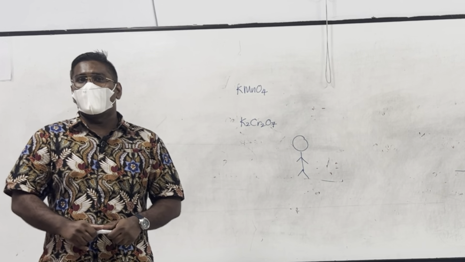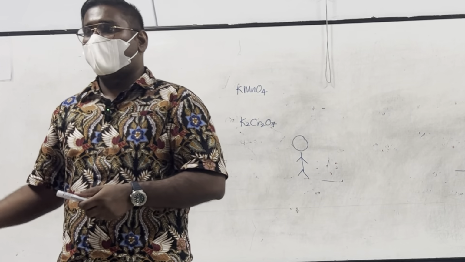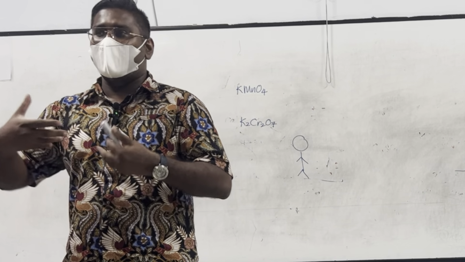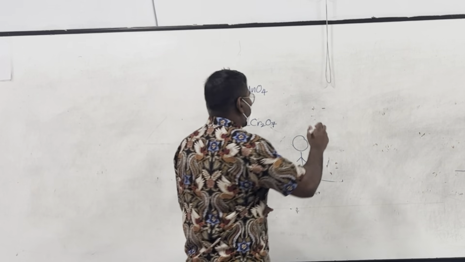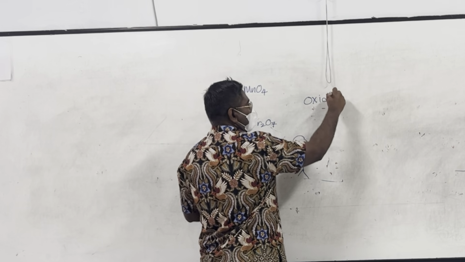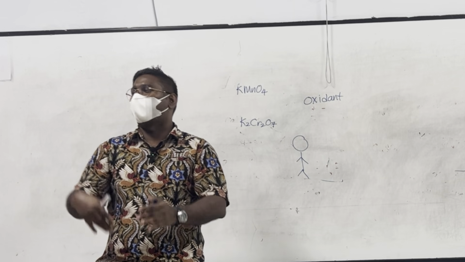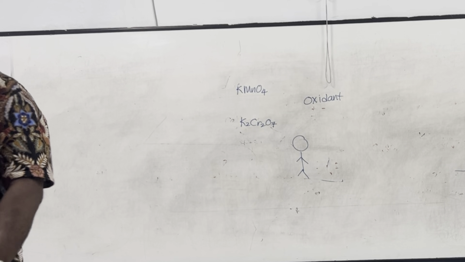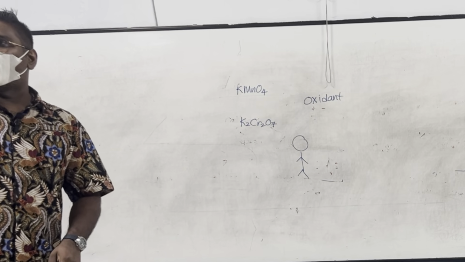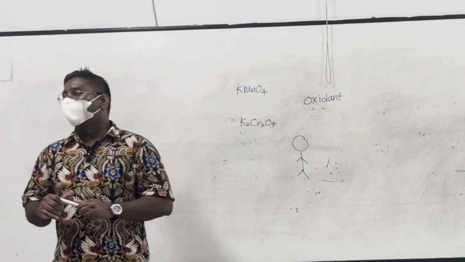So it means that an oxidizing agent is going to cause oxidation, but at the same time, they are going to get reduced, and they are called oxidants. Insurance agent, oxidizing agent, just make it shorter: oxidants. Now, there are two common oxidants in our lab, KMnO4 and K2Cr2O7.